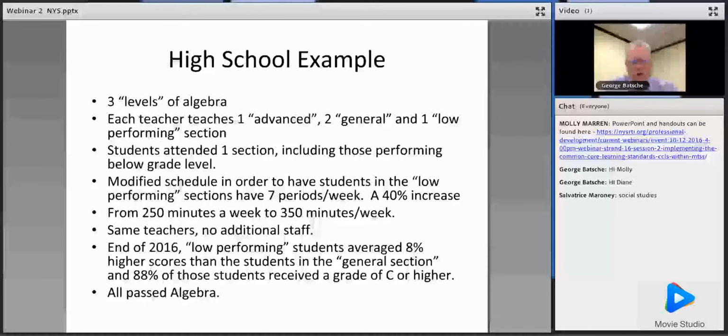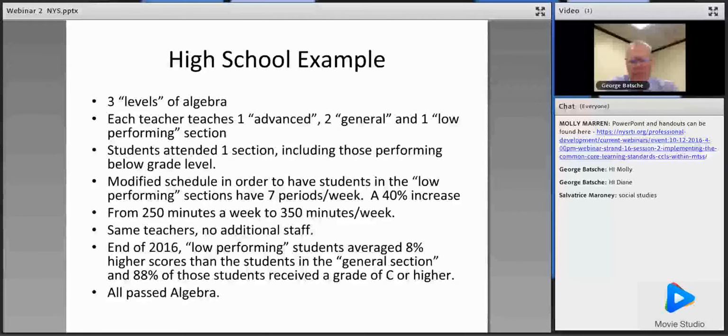They don't have a learning disability or a learning problem. They needed more time. They needed more time to practice. They needed more corrective feedback. They needed more routines. And with the extra 100 minutes a week, we were able to do that.